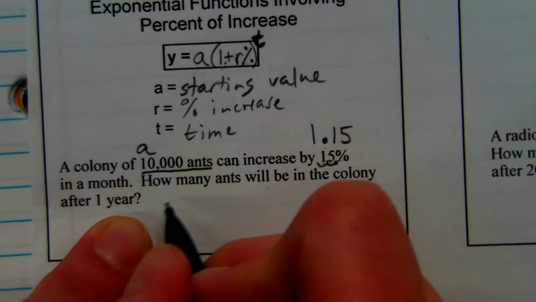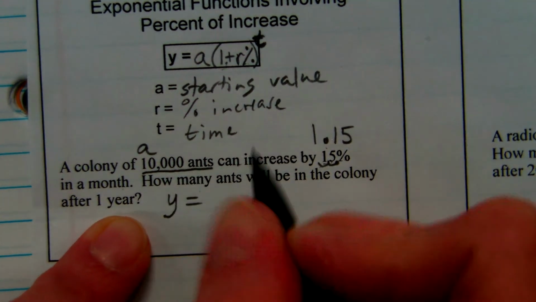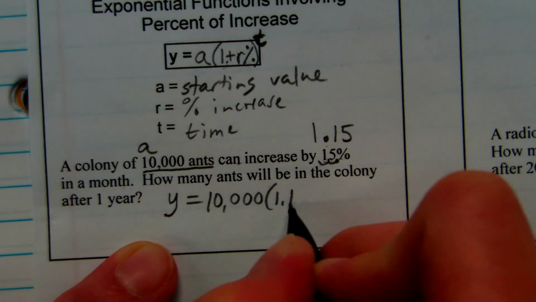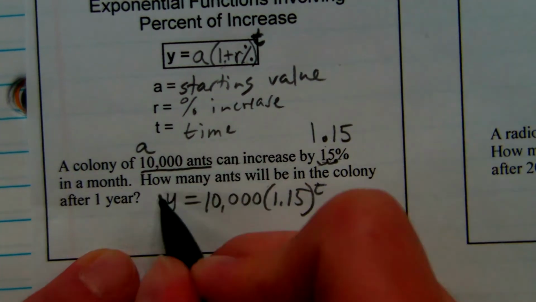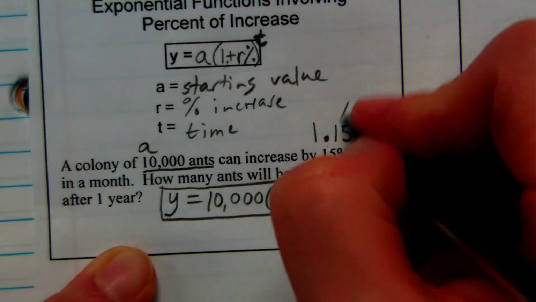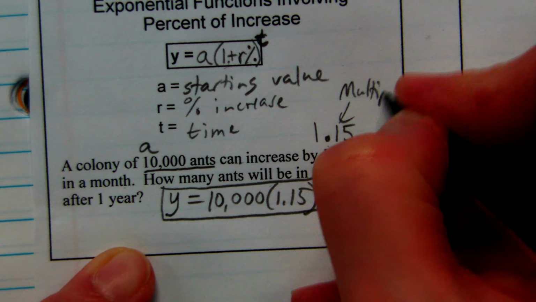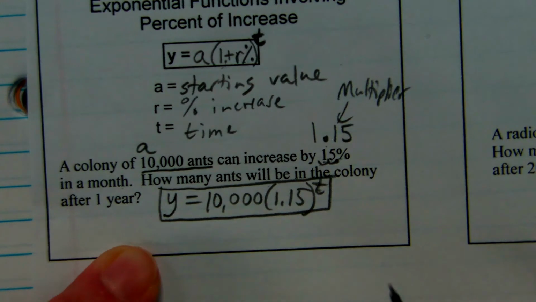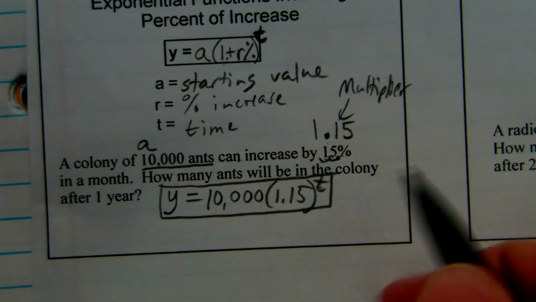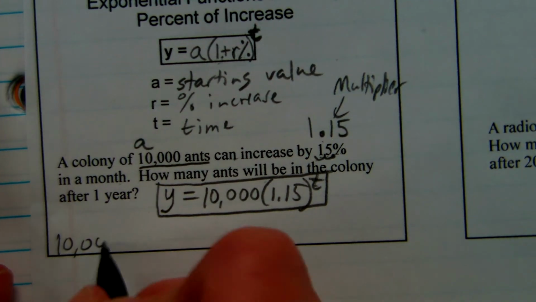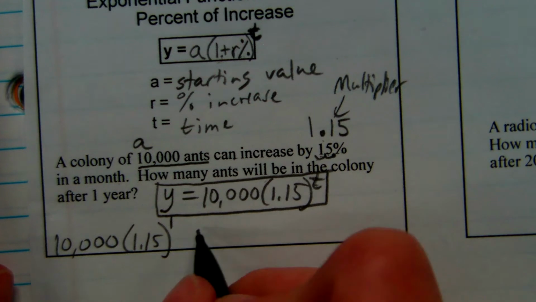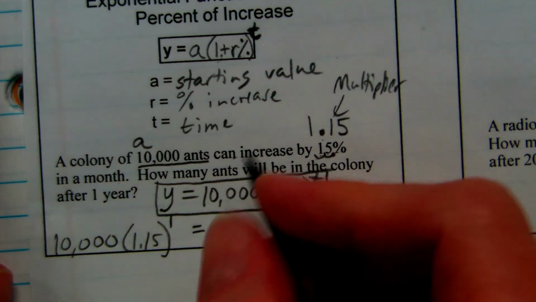Okay? So if I'm just writing the equation, I would do y equals 10,000 times 1.15 to the t power. Okay, I didn't ask for it, but it will on the homework, so I'm just making sure we do that. So this is what we call the multiplier, okay? And then if I want to know how many there will be after the first year, then my power is just 1. 10,000 times 1.15 to the first power, and what does it come out to be? 11,500.